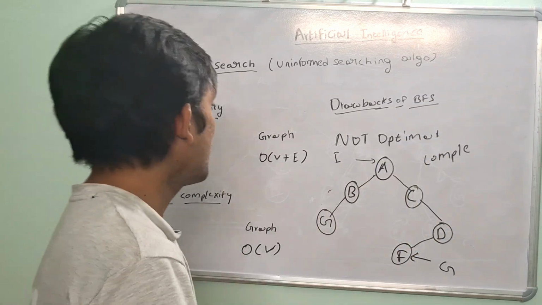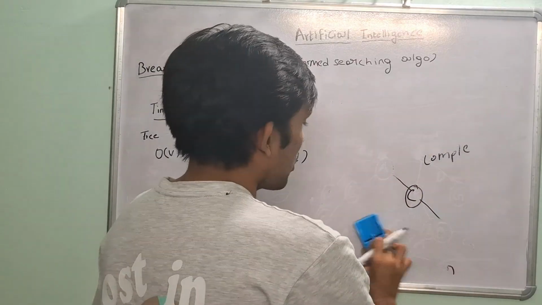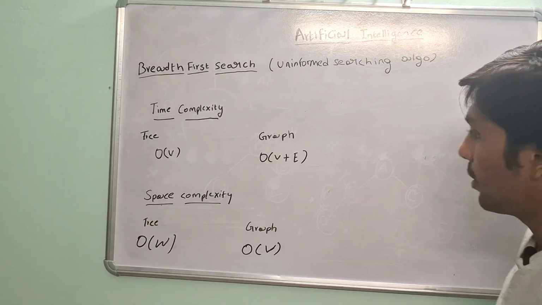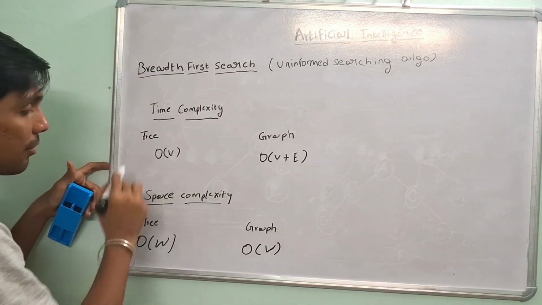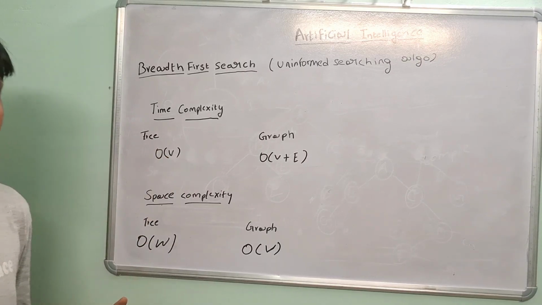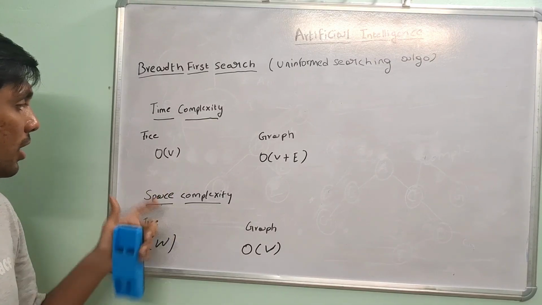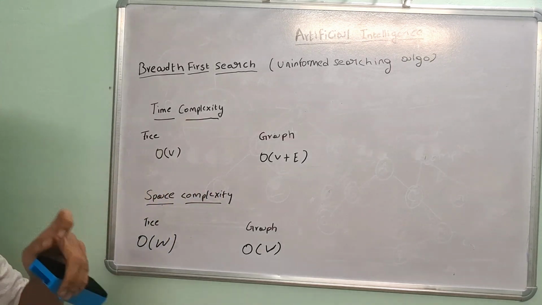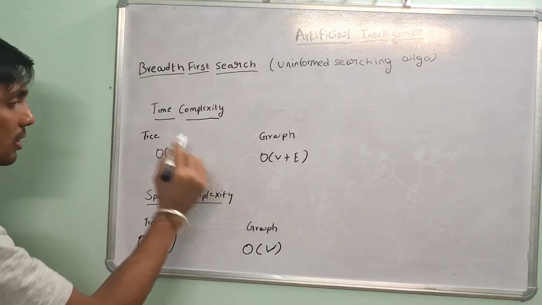Now let us see what is the time complexity and space complexity of breadth first search algorithm. So here I wrote first time complexity. As we can see, in the case of a tree, to reach the goal node in the worst case we have to explore all possible nodes in the tree. So the time complexity will be order of V, which means we have to explore all possible vertices in order to reach the goal node. That's why the time complexity is order of V.